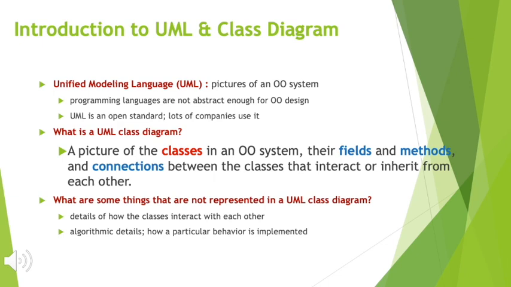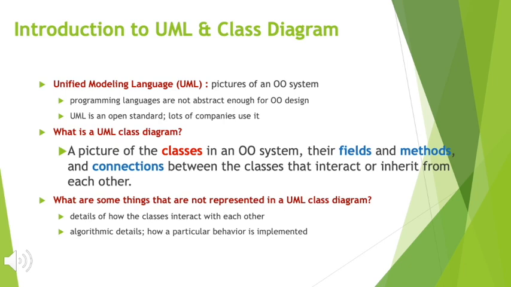Okay, so what is the UML, the definition? It is a picture of the classes in OO systems. There are fields and methods and connections between the classes that interact or inherit from each other. So that means, like in the previous slide when I showed the UML notations, how the components and how the flow work when you design UML, you will know the process involved, the components involved in the system.